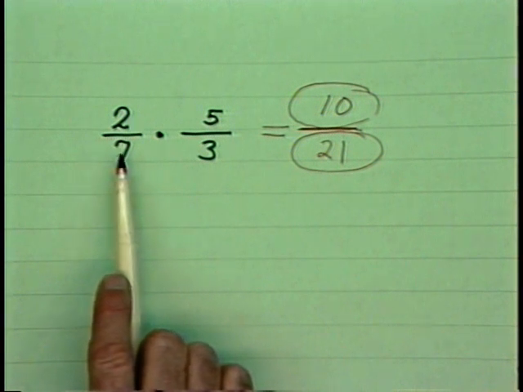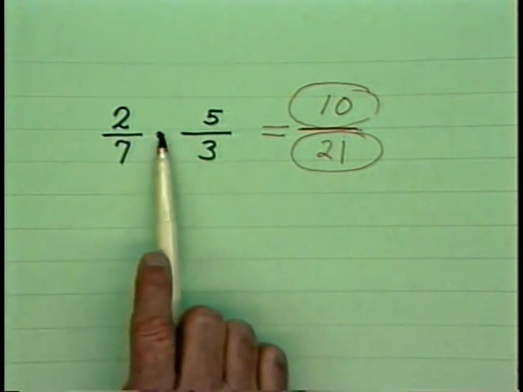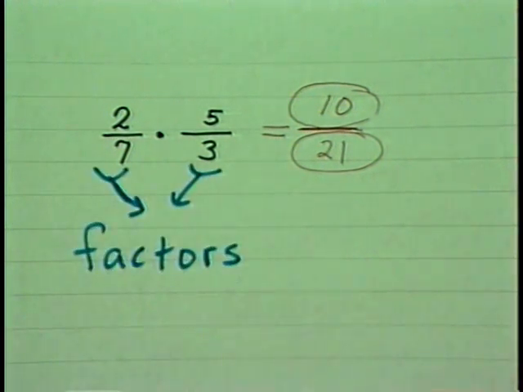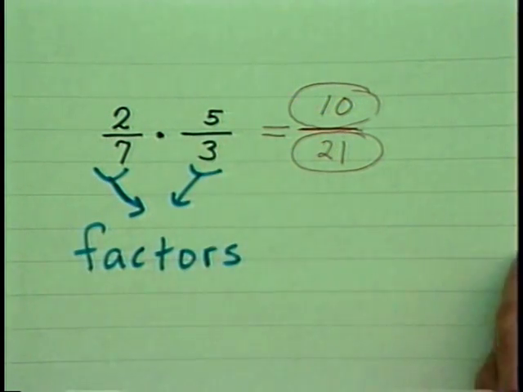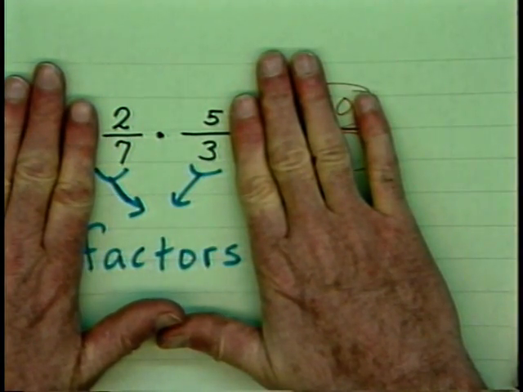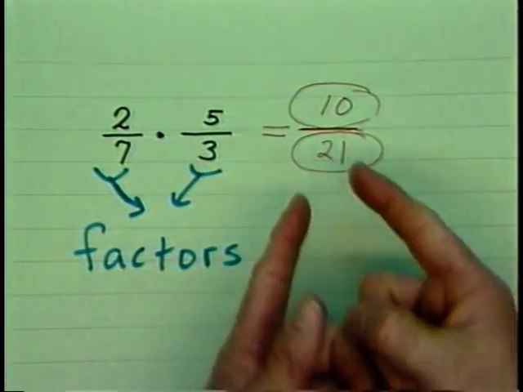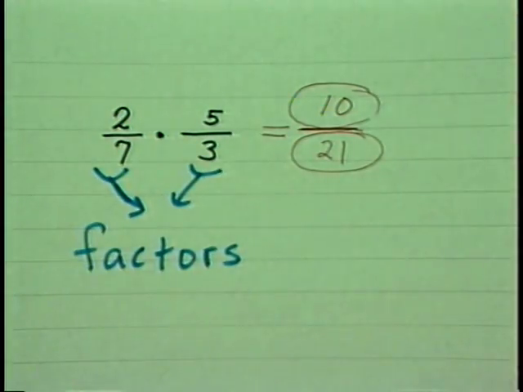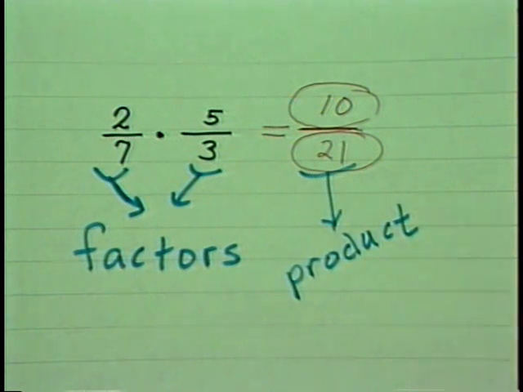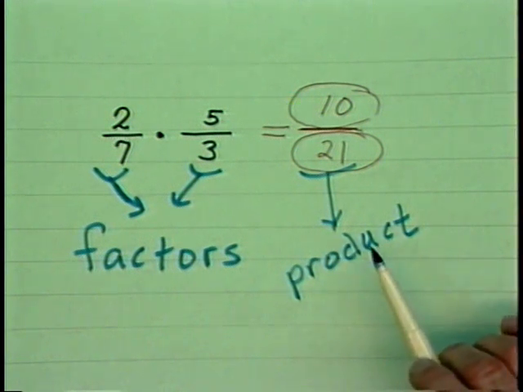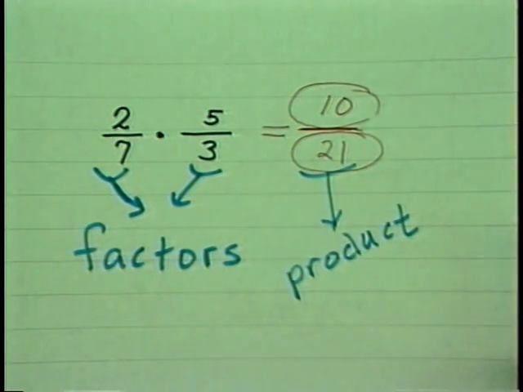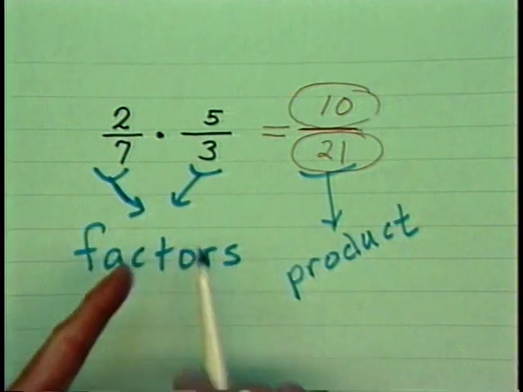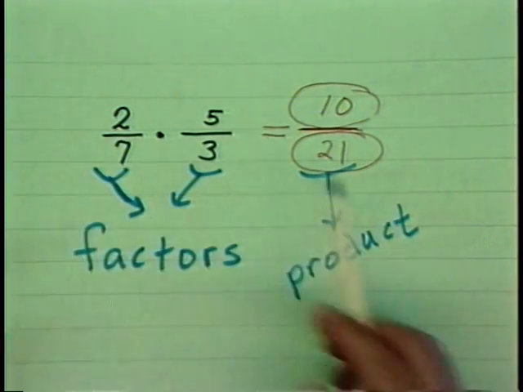In general, do you know what the generic word is in mathematics for pieces being multiplied? I hope you recall the word factors. So 2/7 and 5/3 are factors of that expression. Now do you recall the generic word for the results of having multiplied? The product. A lot of people, when you ask them what the word product means, they'll say it means to multiply. No, it means the results of having multiplied. And the word factor are pieces in the process of being multiplied.